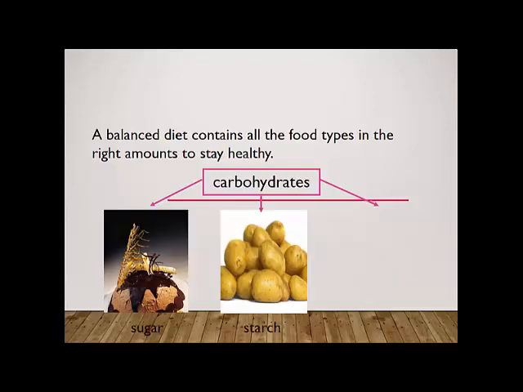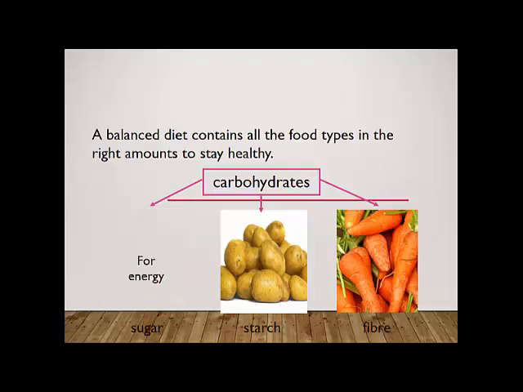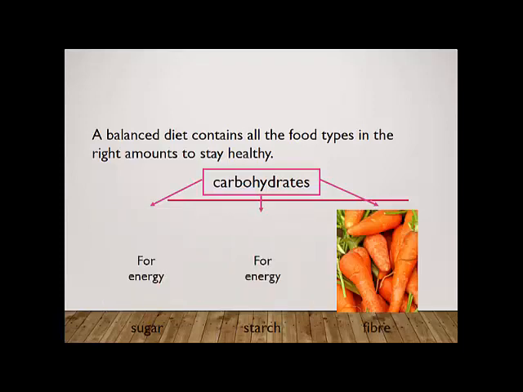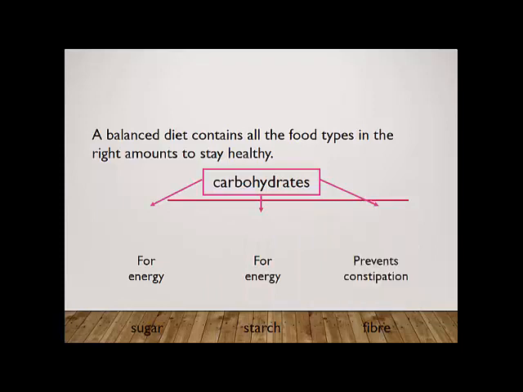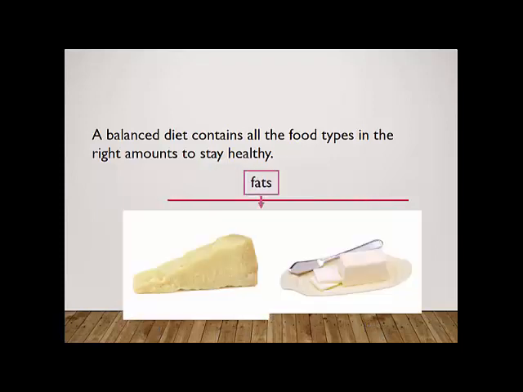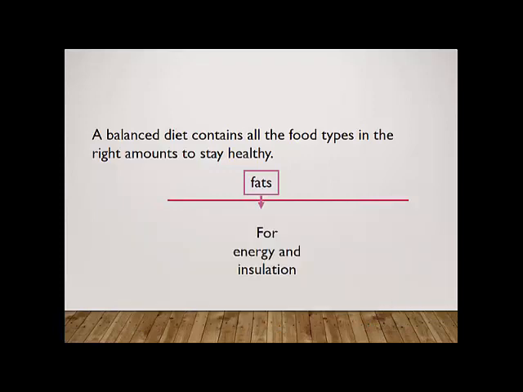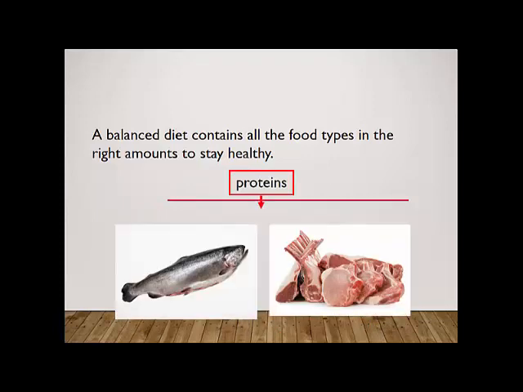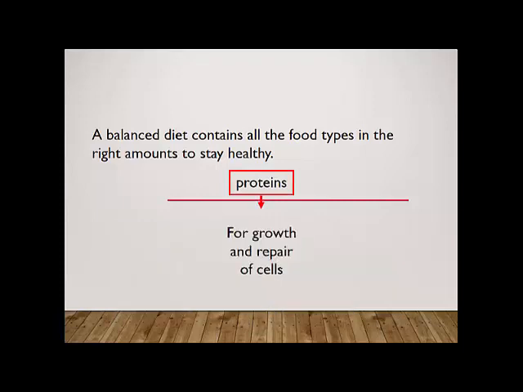Carbohydrates are present in sugar, starch, and fibers. Sugar is for energy, starch is for energy, while fibers are for the prevention of constipation. Fats are for energy and insulation. Proteins are for growth and repair of cells.